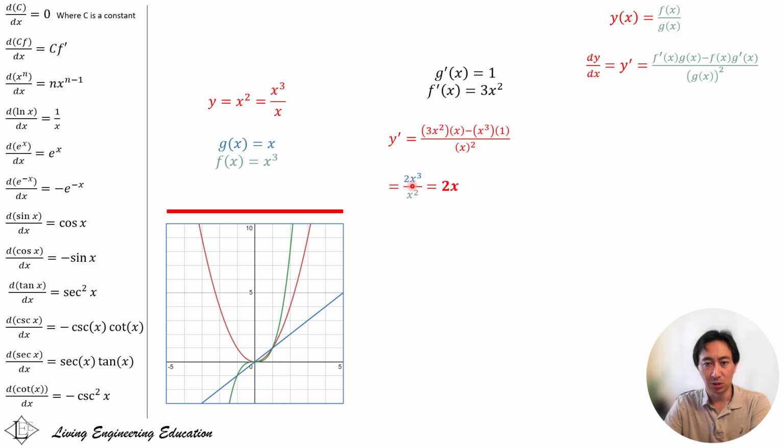So my numerator is going to be 2x cubed. My denominator is going to be x squared. So I get my 2x that I expected to get, right? So we can see that the quotient rule worked for this scenario.